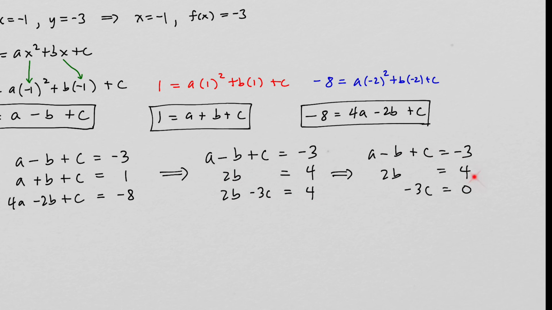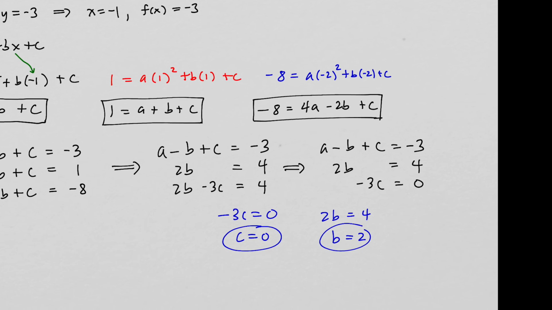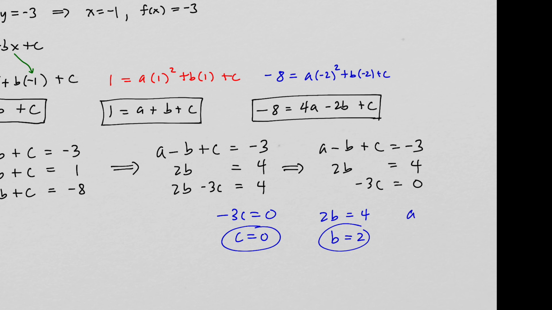And now we can easily solve for a, b, and c. So you can see in that last equation, -3c equals 0. Dividing by -3, we can see that c is 0. In the second equation, we have 2b equals 4. Dividing by 2, we get b equals 2. And in the first equation, we have a minus b, which is 2, plus c, which is 0, equals -3. So this is a minus 2 equals -3, or a equals -1. So I have my solutions for a, b, and c. a is -1, b is 2, and c is 0.